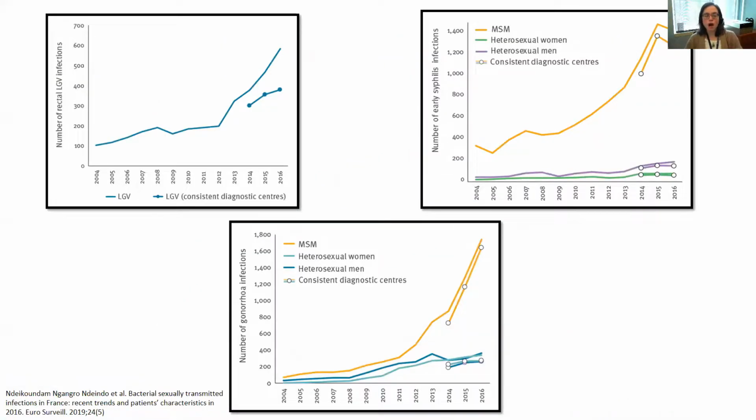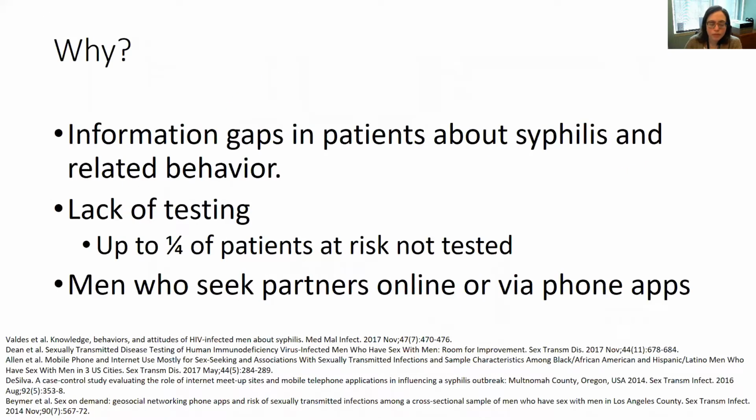Now, these trends are not isolated to the United States. These trends are being seen globally wherever this data are being reported. For example, this paper from Europe and the European Economic Area also shows a disproportionate number of cases of syphilis, LGV and gonorrhea in men who have sex with men compared to women and men who have sex with women.